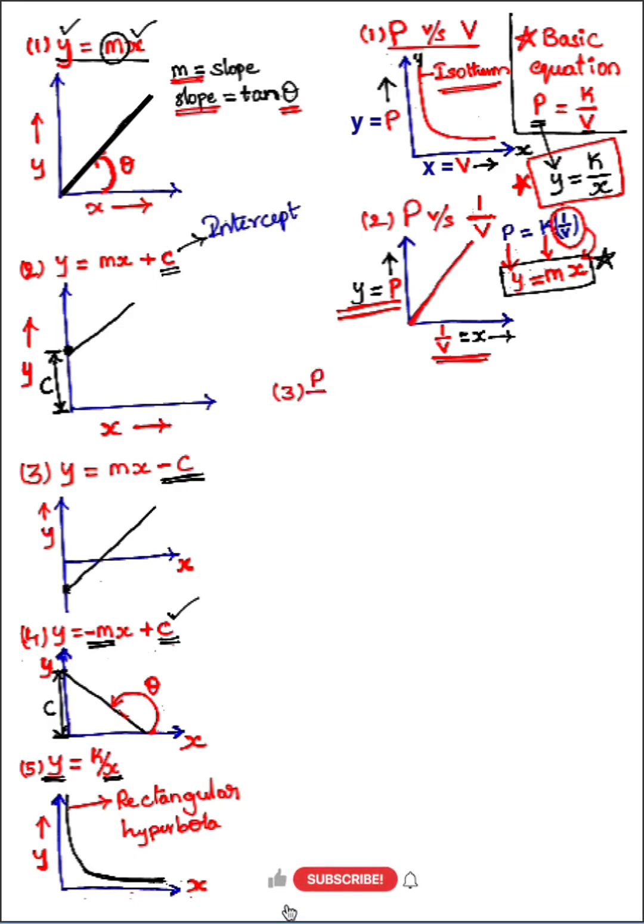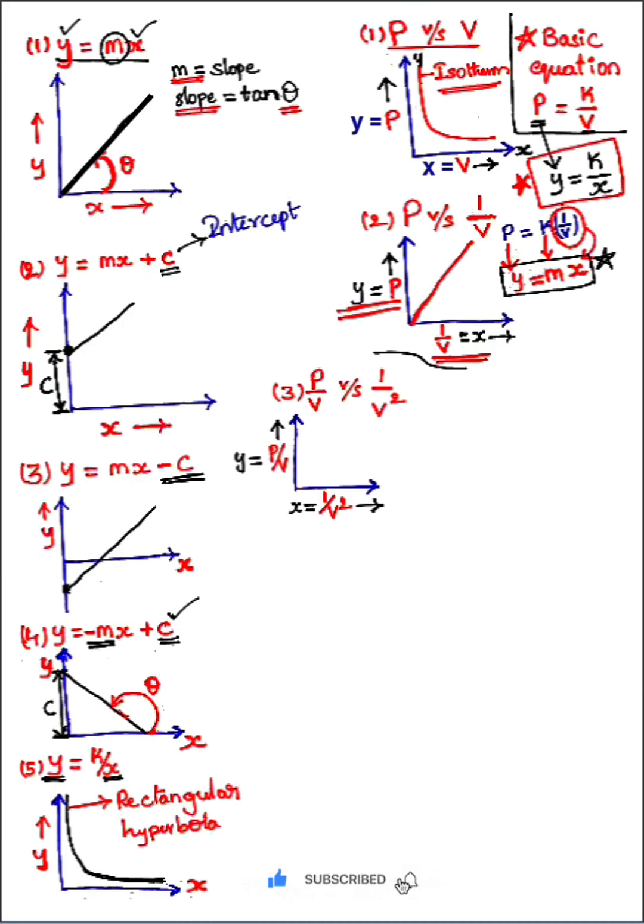And the next one is P by V versus 1 by V square. So now I am plotting P by V along the y-axis, and 1 by V square along the x-axis. What do you think will be the nature of the curve for this P by V versus 1 by V square?